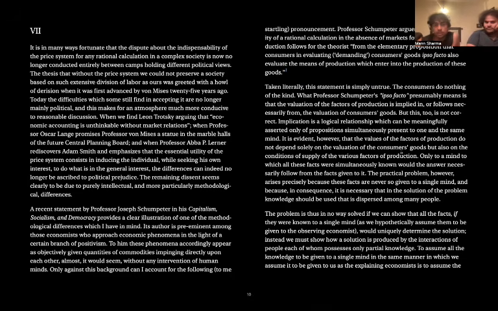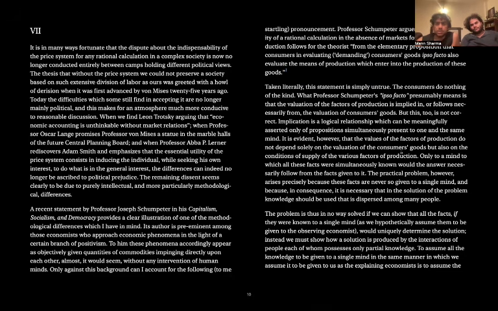We'll have to come back to this. Taken literally, this statement is simply untrue. The consumers do nothing of the kind. What Professor Schumpeter presumably means is that the valuation of the factors of production is implied in or follows necessarily from the valuation of consumers' goods. But this too is not correct.